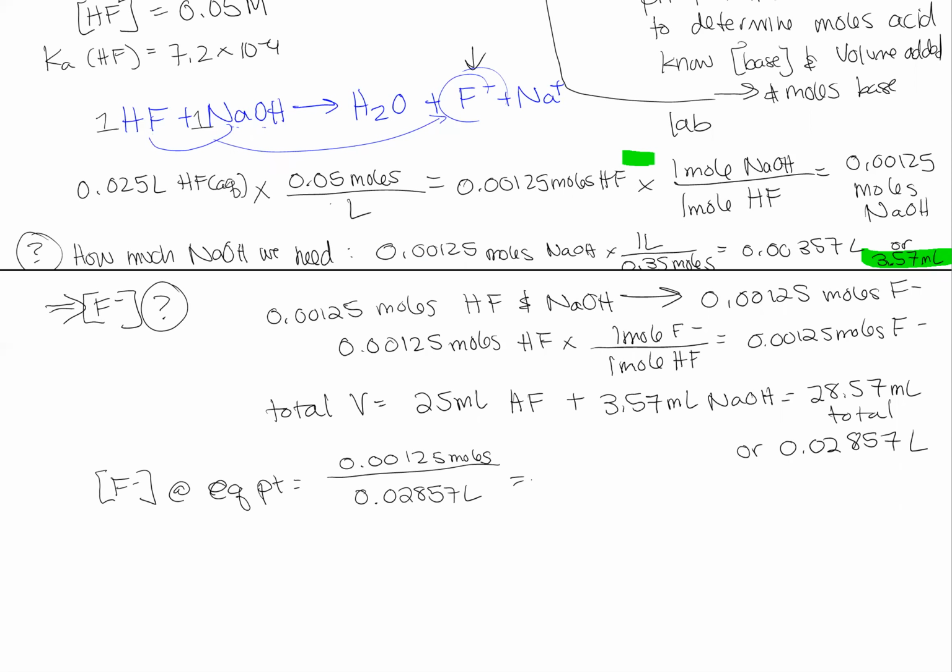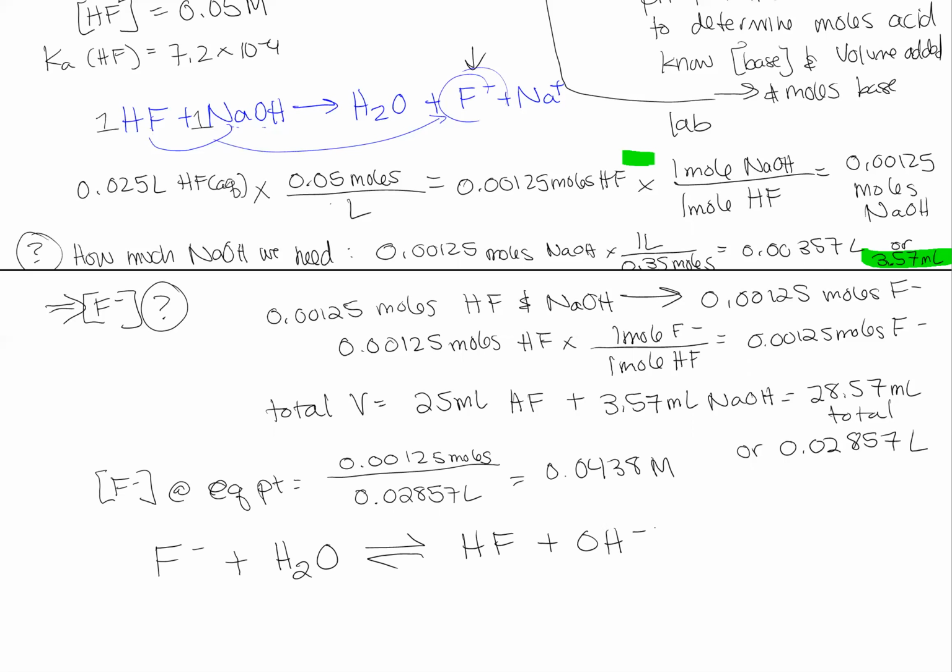All right, that will give us a concentration of 0.0438 molar. All right, so now we have our fluoride ion concentration at the equivalence point. So to determine the actual pH, let's take a look at what that fluoride ion is doing. Since it's the conjugate base of a weak acid, it will react with water in a reversible way to produce hydrofluoric acid and hydroxide ions.